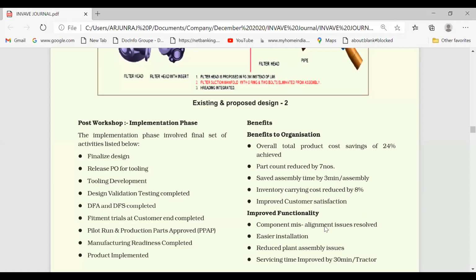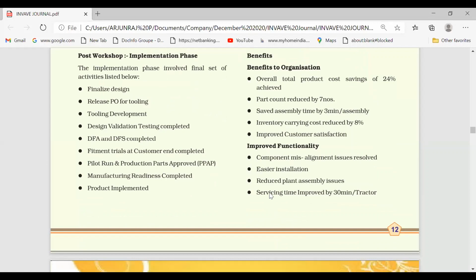Going to charge zero cost. And with respect to function improvement, the component misalignment issue is getting resolved. It is easy for installation because you have fewer parts. It helps to reduce plant assembly issues, and it will also help improve servicing time. You can even reduce service time by 30 minutes.